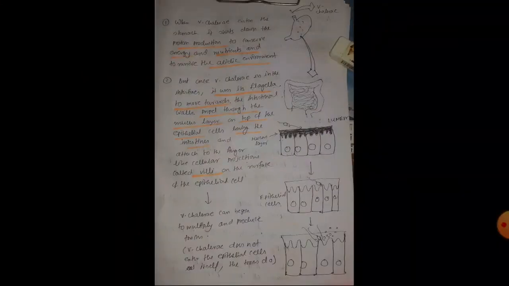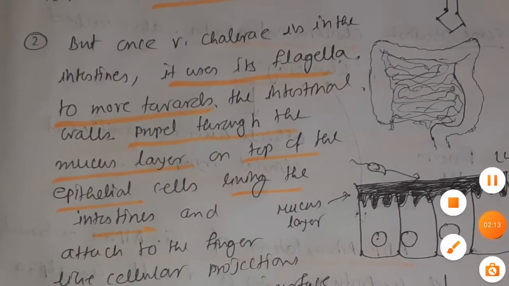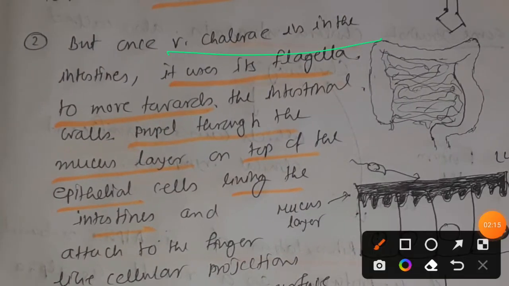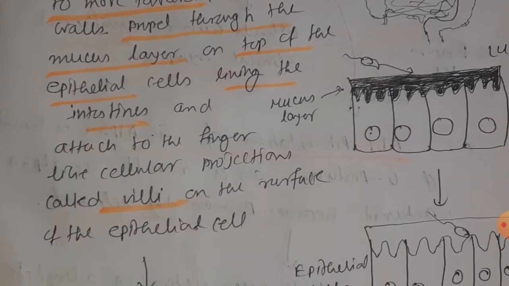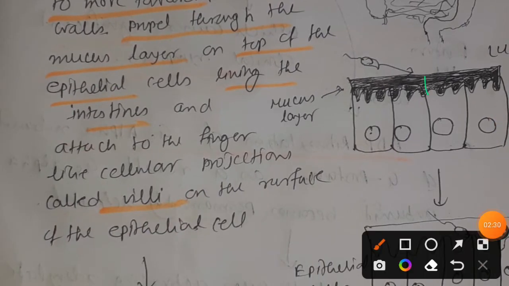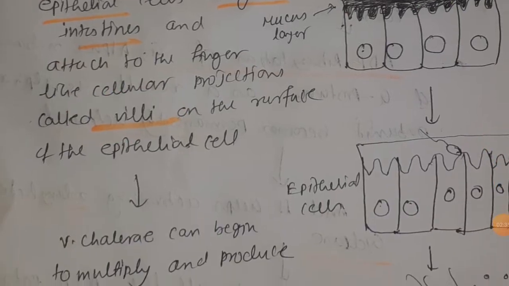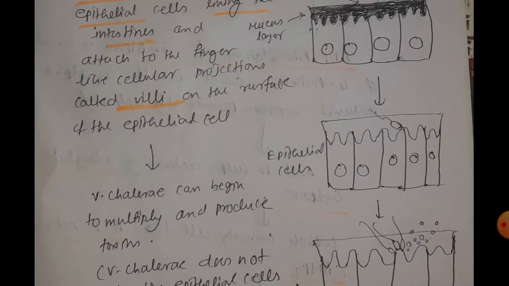So what I have written here is that once Vibrio cholerae is in the intestine, it uses its flagella to move towards the intestinal walls and propel through the mucus layer on top of the epithelial cells lining the intestine, and attaches to the finger-like cellular projections on the surface of the epithelial cells, named villi. Upon this attachment, they will start multiplication and produce various kinds of toxins.